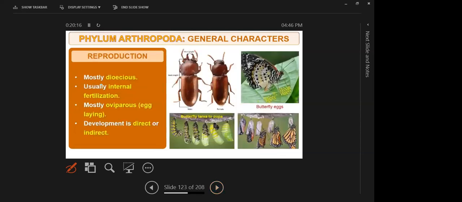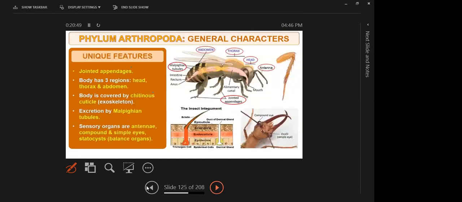Usually they are dioecious. That means sexes are separate. The male is slightly larger than the female, mostly, predominantly. Sexual reproduction is internal. They are always oviparous, egg-laying, and development is direct or indirect. Usually it is indirect, and that is called metamorphosis. You have learned metamorphosis in your lower grades also, the butterfly life cycle, isn't it?